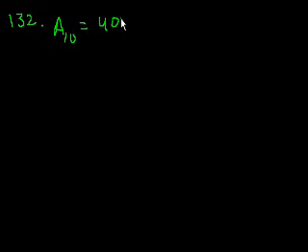Next question, 132. In a small snack shop, the average arithmetic mean revenue was $400 per day over a 10-day period. So the average over 10 days was $400. During this period, if the average daily revenue was $360 for the first 6 days, so the average of 6 days was $360, what was the average daily revenue for the last 4 days?